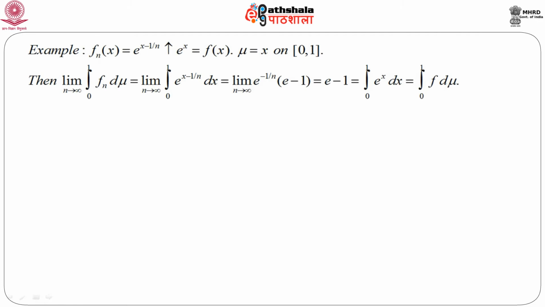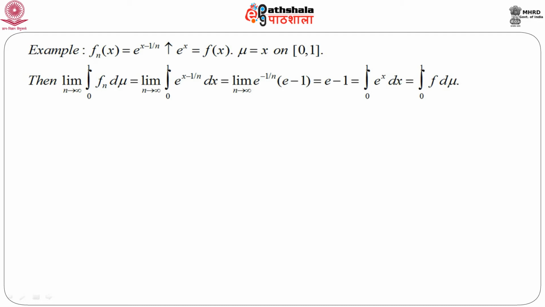So, let us consider this example. f_n(x) = e^(x - 1/n), that increases to e^x, which is nothing but f(x), and μ = dx on [0,1], that means we consider a Lebesgue measure on the interval [0,1].